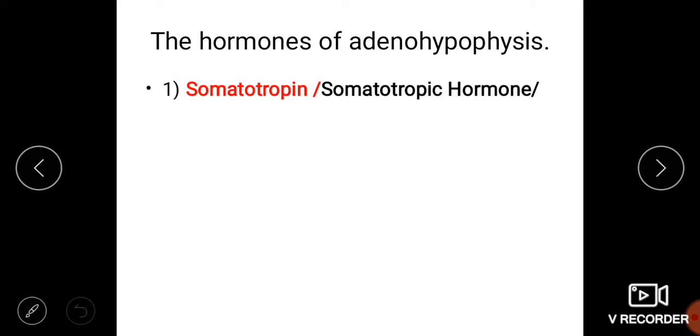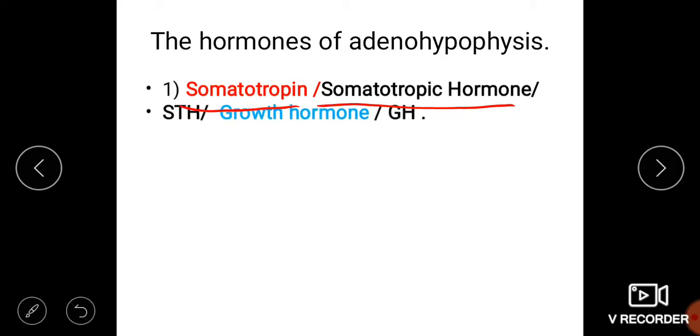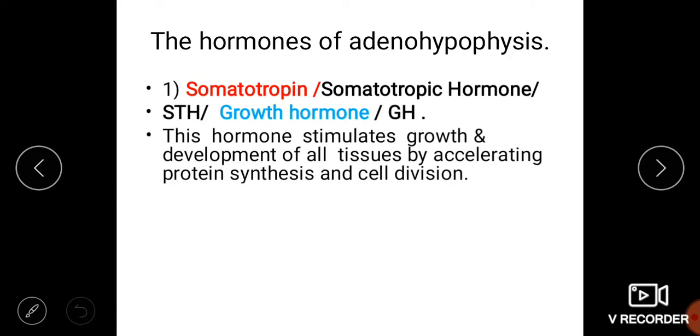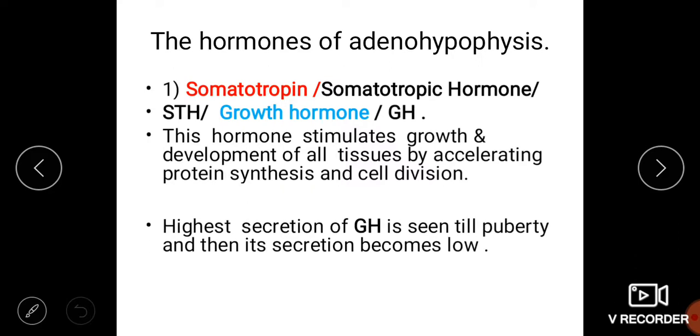The first hormone is somatotropin, the somatotropic hormone, also called growth hormone or GH. This hormone stimulates growth and development of tissues by accelerating protein synthesis and cell division. For normal body growth, this hormone is essential. It brings about normal body growth by cell division, tissue formation and protein synthesis.